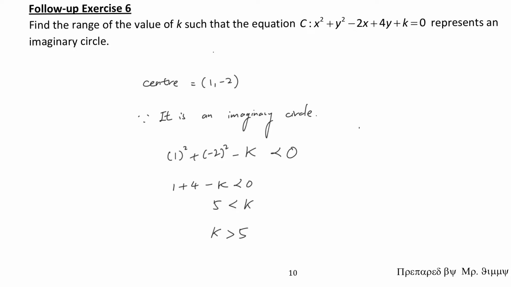So let's read the question together. Find the range of the values of k such that the equation of circle represents an imaginary circle. That means r is not a real number. Let's see how to find it. First of all, you may find the center first. It is because it is an imaginary circle.